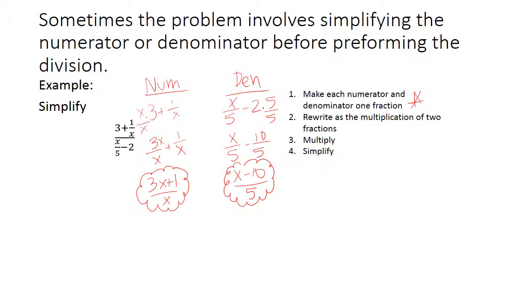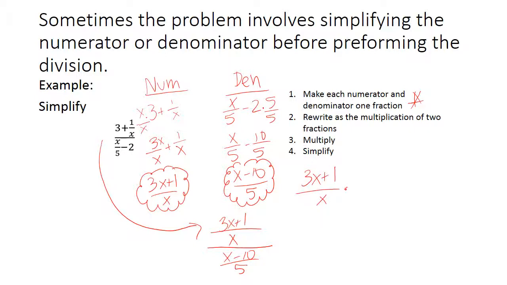So to rewrite this, basically what I just figured out is that I could rewrite this original as the same thing as 3x plus 1 over x divided by x minus 10 over 5. Now, if you notice, everything is fully factored. I can't factor anything else out. So now I can use my steps from the last slide that will help me to solve this.